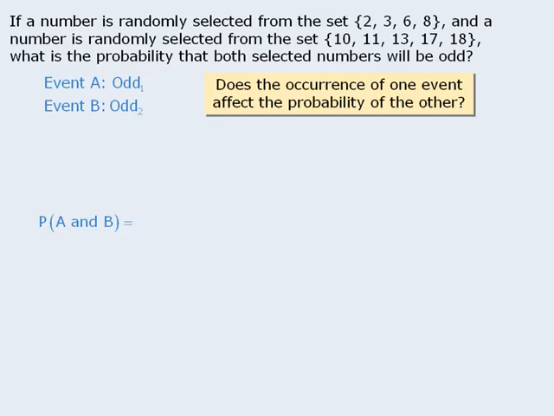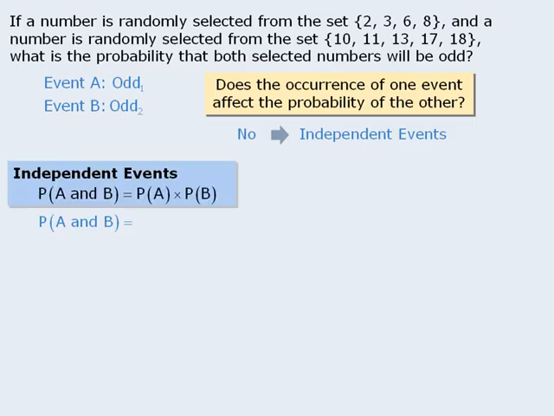To do this, we'll ask the question, does the occurrence of one event affect the probability of the other event? Well, event A is selecting an odd number from the first set. If that event occurs, and we do select an odd number, does this affect the probability of event B, which is selecting an odd number from the second set? The answer here is no. Whether or not we select an odd number from the first set has no effect on the probability of selecting an odd number from the second set. As such, we can say that events A and B are independent, which means we will use this formula to determine the probability that events A and B both occur.